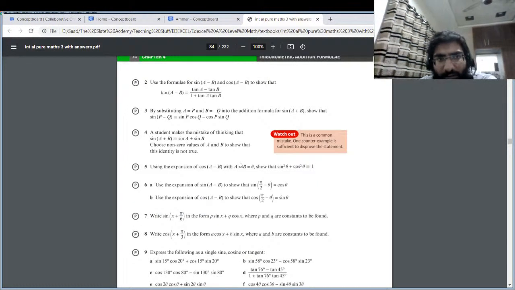Let's start. Can you do this? This is exercise 4A, question 2. 4A question 2. Use the formula. Can you zoom?